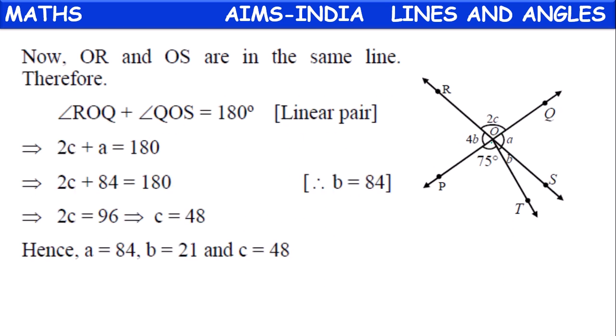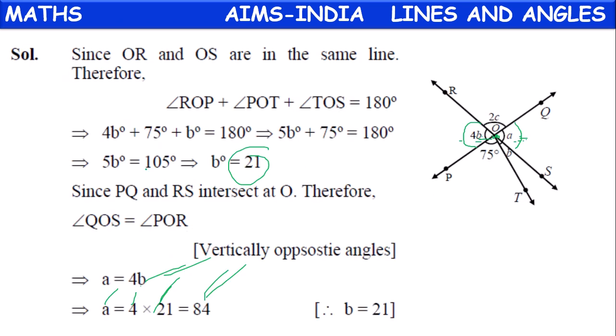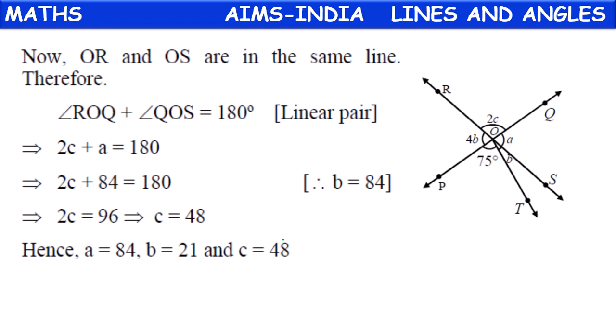Next, from this point, these are vertically opposite angles. Vertically opposite angles means these two. Or let's do another method. We already have the B value, we have the A value. Now we have to find the C value.